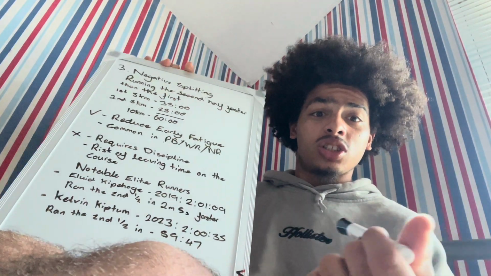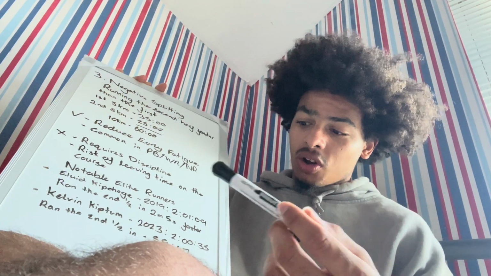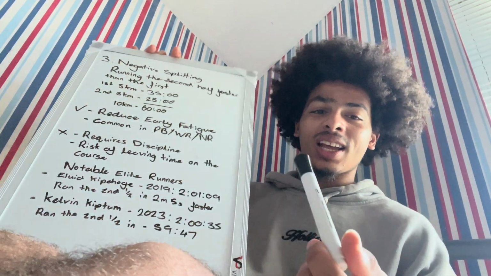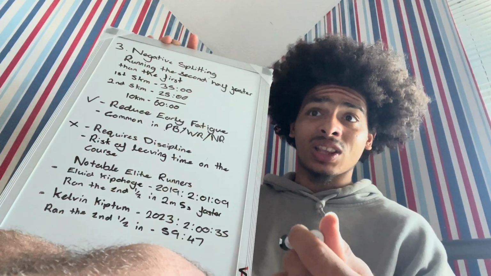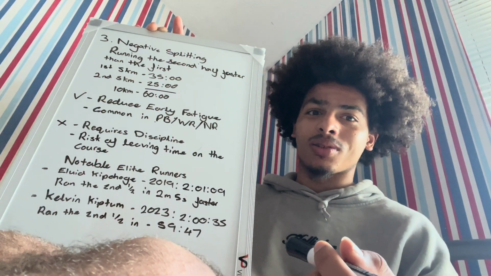So how did he do this? He simply ran the second half in a ridiculous time of 59 minutes and 47 seconds, which is a crazy second half of a marathon if you really think about it.